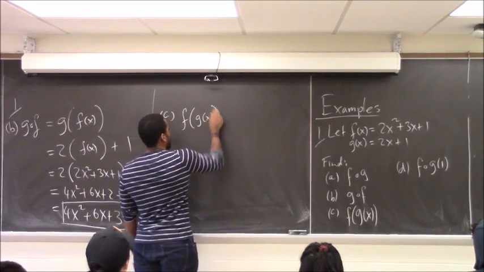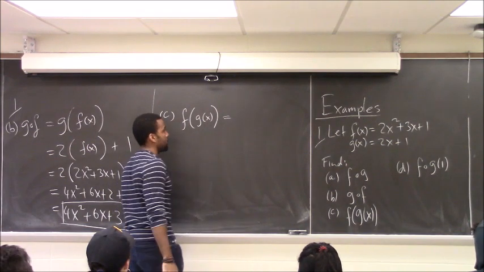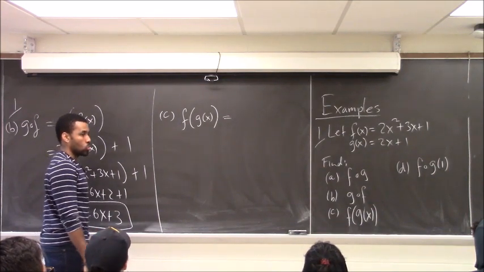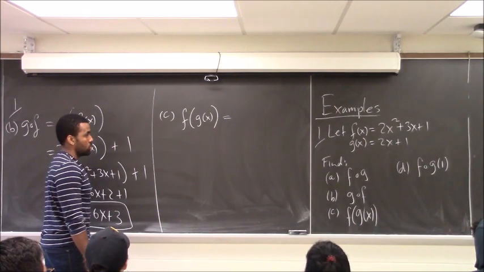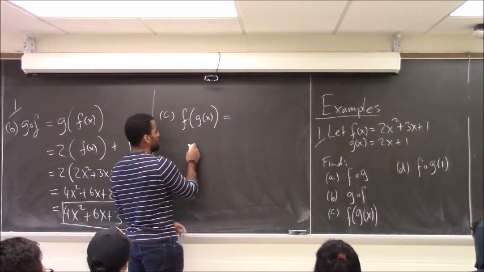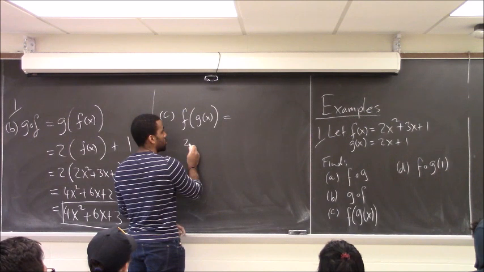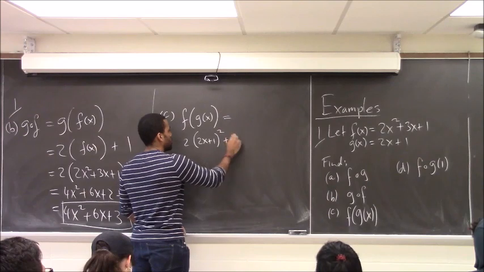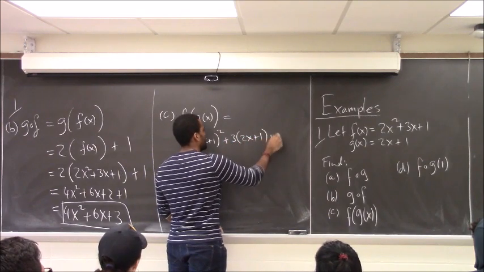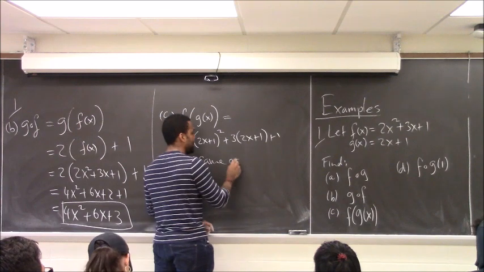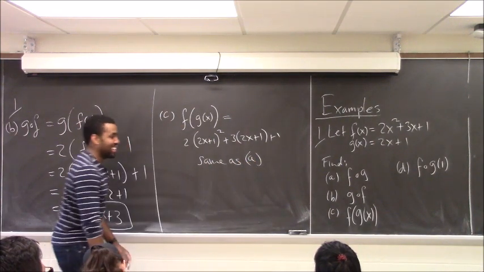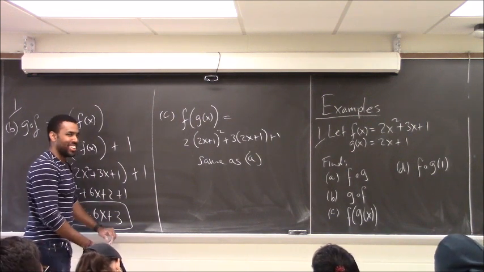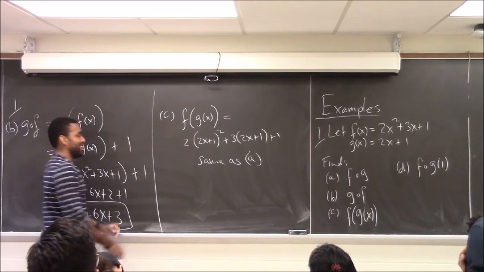How do I find this? 2 times 2x plus 1 squared plus 3 times 2x plus 1 plus 1. Right. In fact, it's actually exactly the same as A. Right? Alvin was looking at me like, am I crazy? Yeah. He had that look. You know, he's like, wait, I feel like we've been here before. Am I crazy? Yeah, it's the same as A.